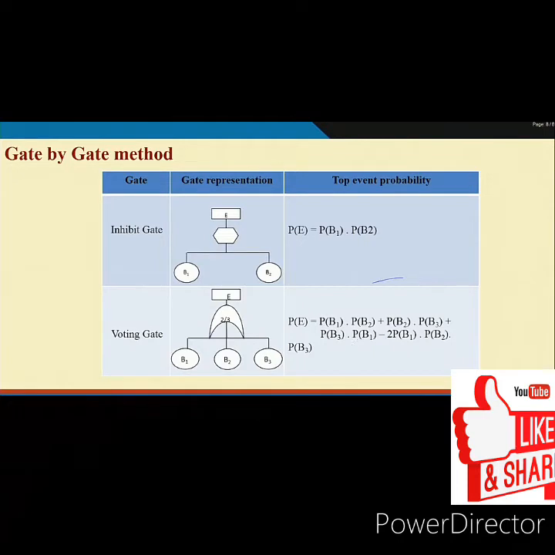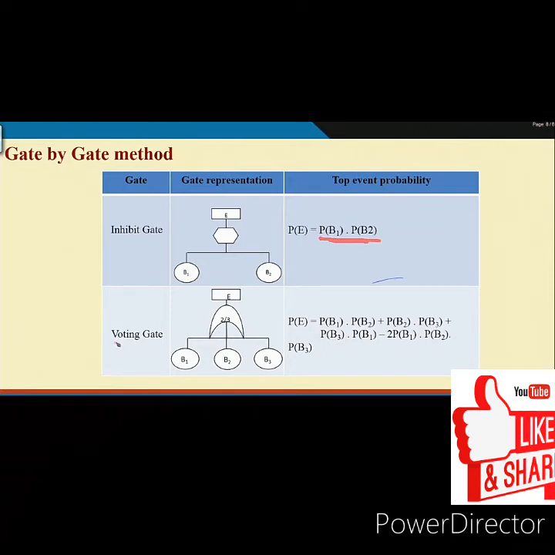Now, the last two are the inhibit gate and the voting gate. We have discussed the inhibit gate in the last class, and you have seen that it is nothing but an equivalent AND gate. So, in case of the inhibit gate, the top event will occur only if both events occur, and it is the intersection. Please remember, we are talking about independent basic events in all cases.